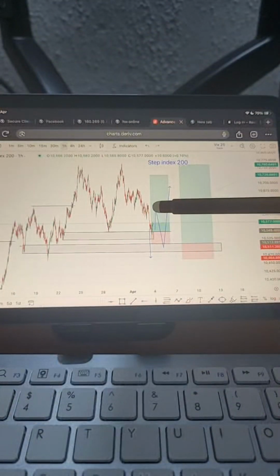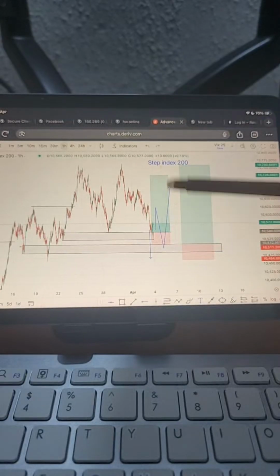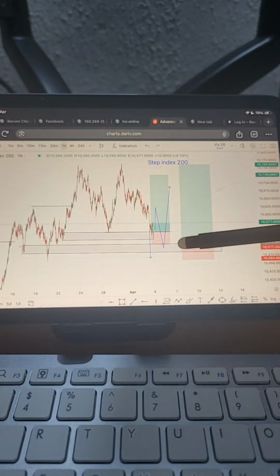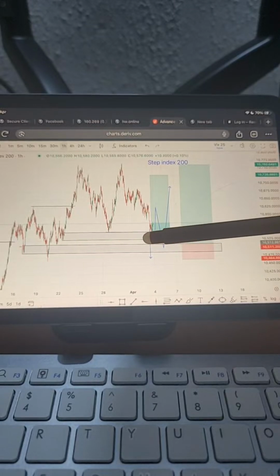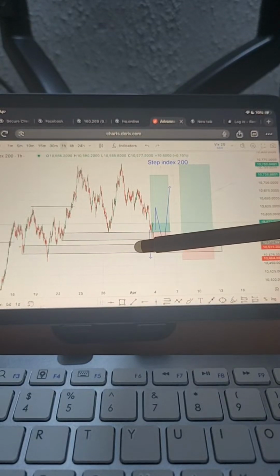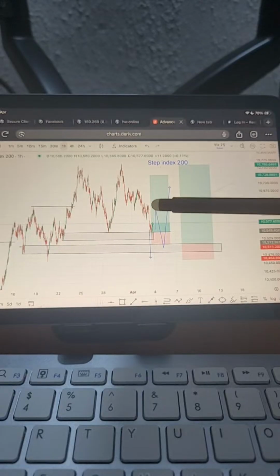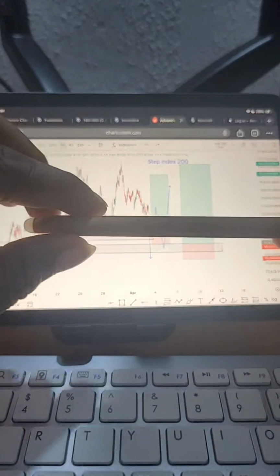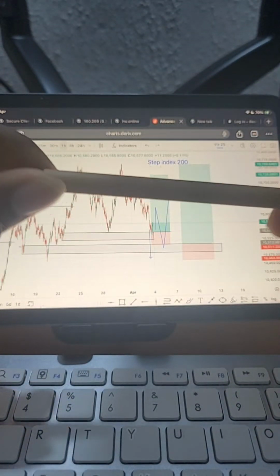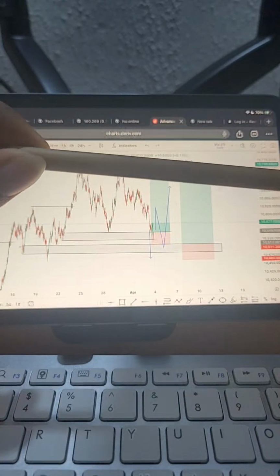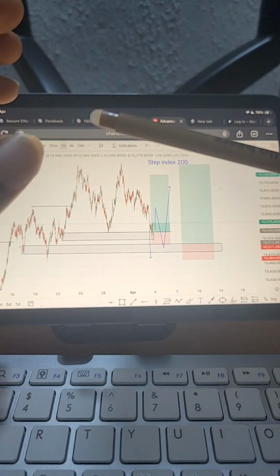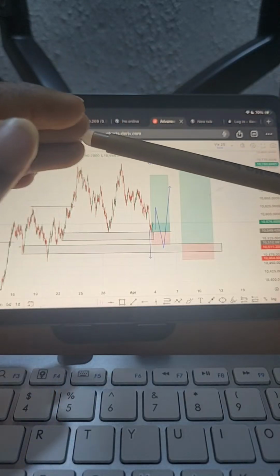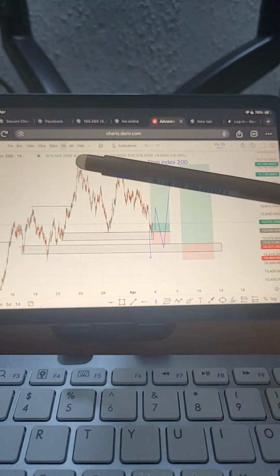So price might do something like this: push up, come down, liquidate this zone, and then push up and tap into this second entry. But we're just going to hold tight and see how this trade plays out, because nobody can predict what the market is going to do next. We can only anticipate and predict based on our strategy.